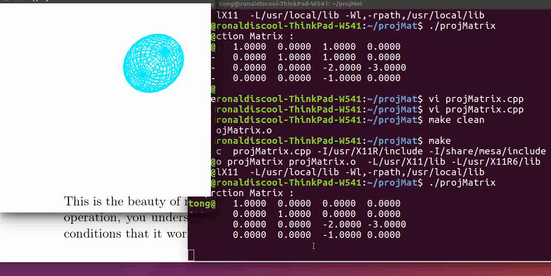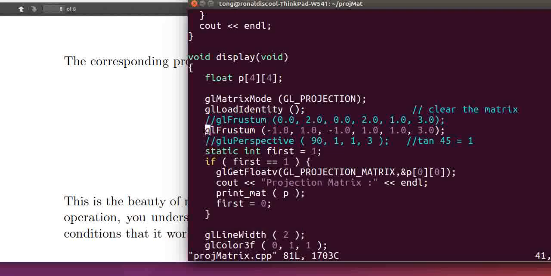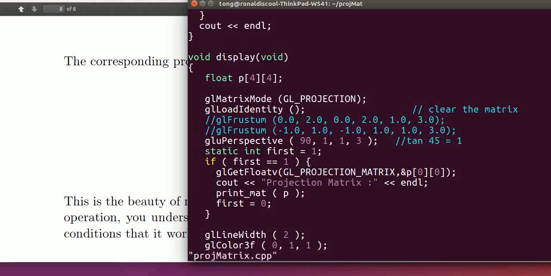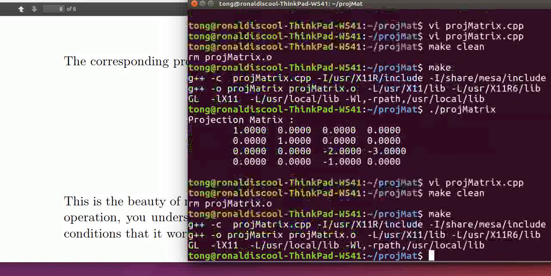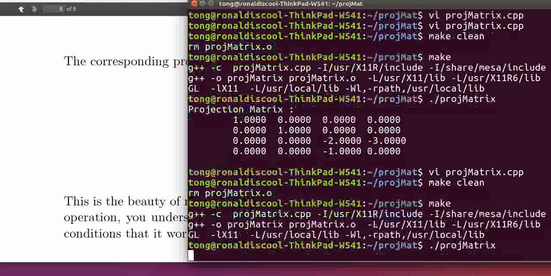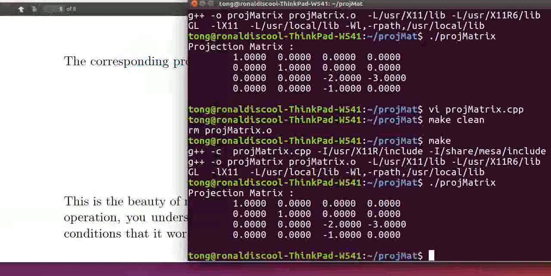Okay, and now let's try the other one. We comment this out and use the gluPerspective. Okay, so 90, 1, 1, 3, that is equivalent to the first term of this. Okay, and we compile this and execute. Okay, so again you can see that we get the same result. Okay, 1, 1, negative 2, negative 3. So you can try this yourself also.